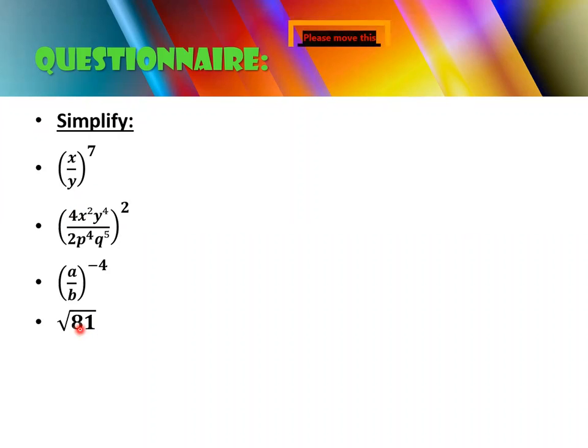Under root 81, or radical 81. So I'm going to tell you what you will do here. You are going to break this 81 into its factors form. First you will check whether 81 is the perfect square of anything. Yes, 81 is a perfect square. First of all, please tell me, 81 is the perfect square of which number? All of you, please tell me. Yes, very good. It is the perfect square of 9.